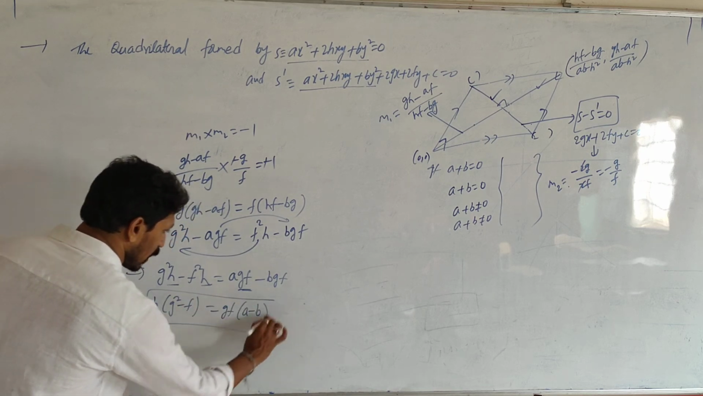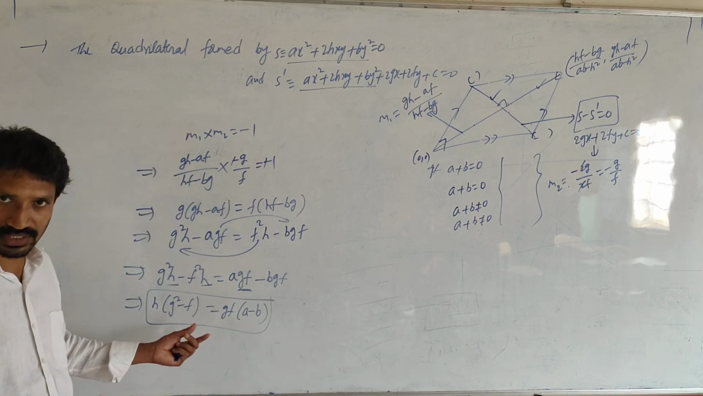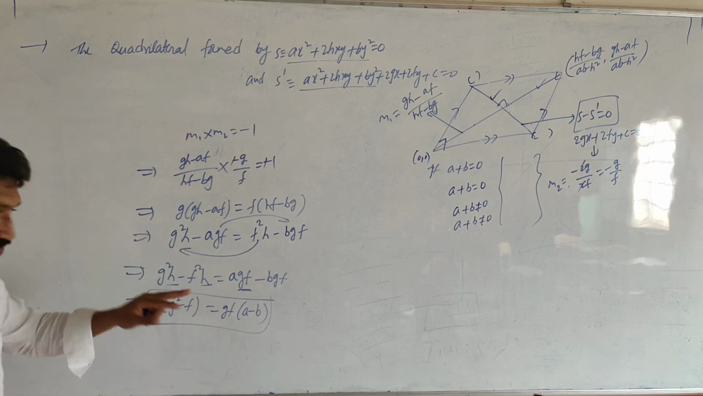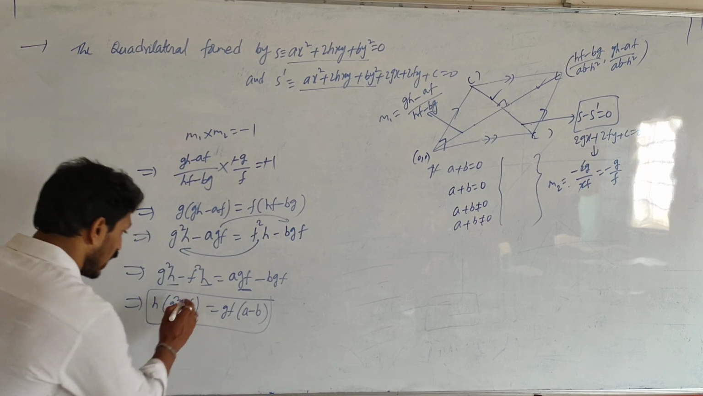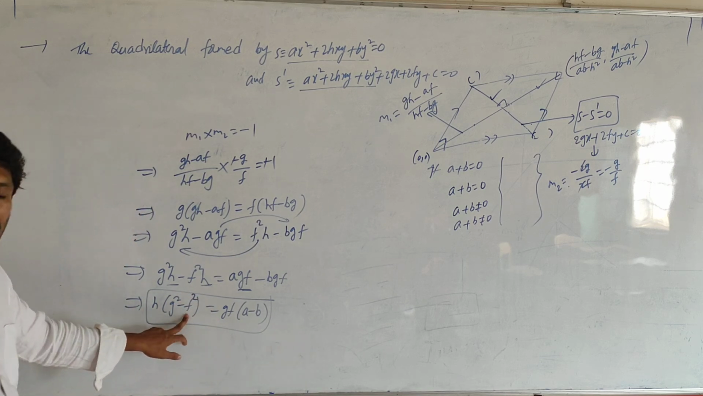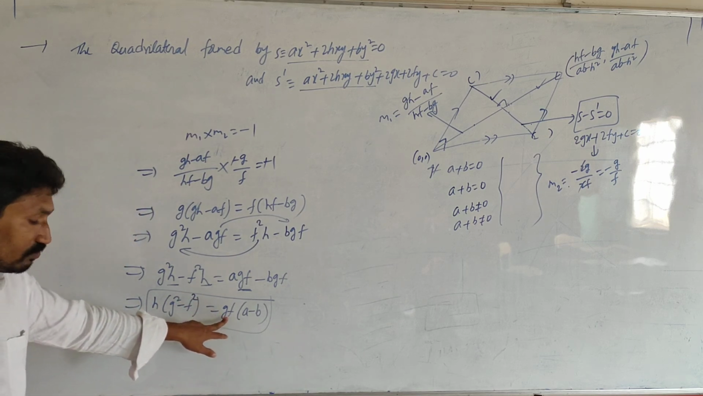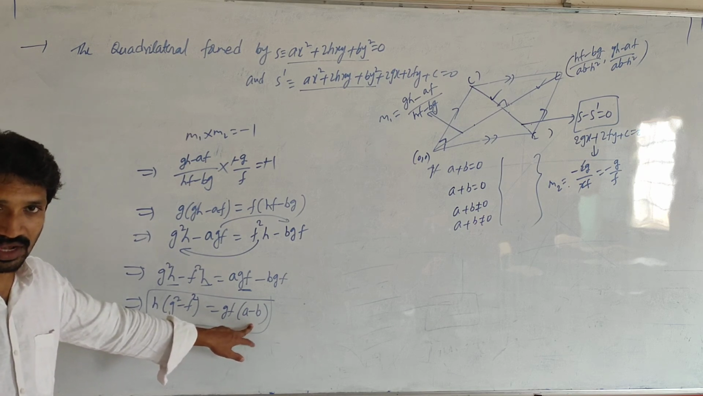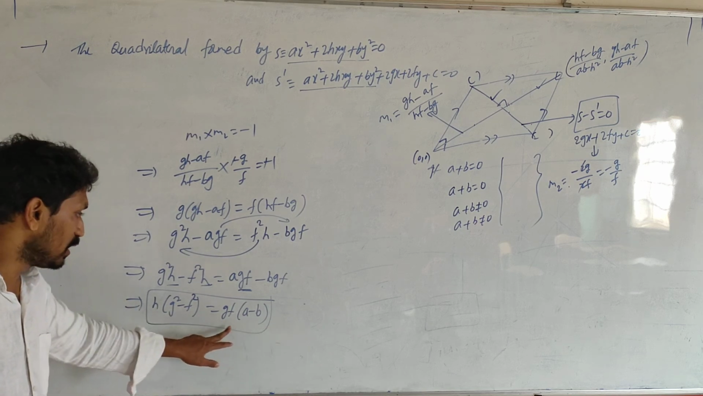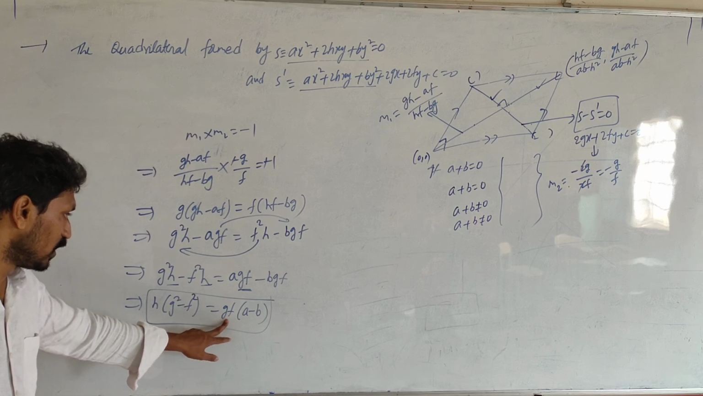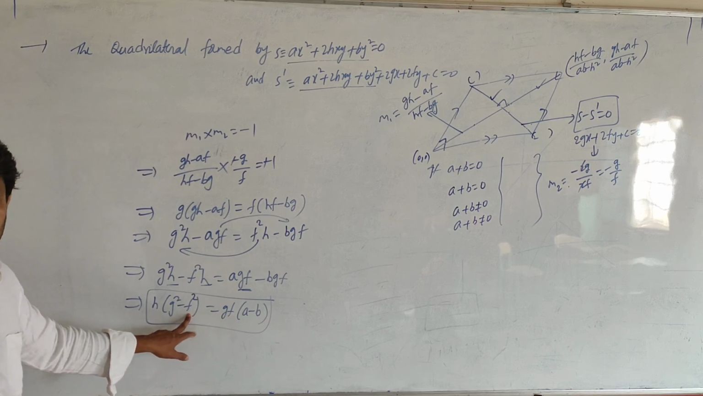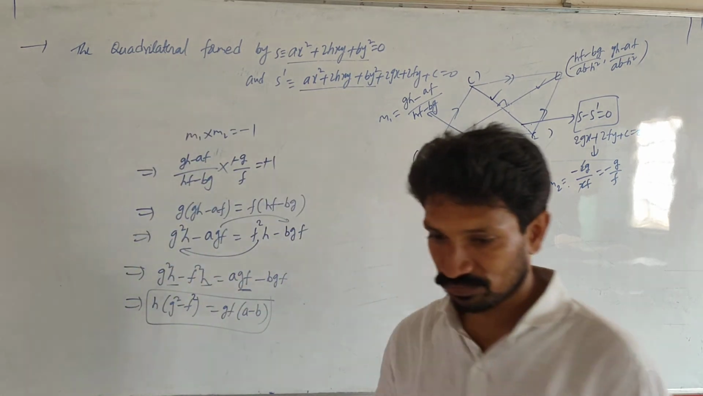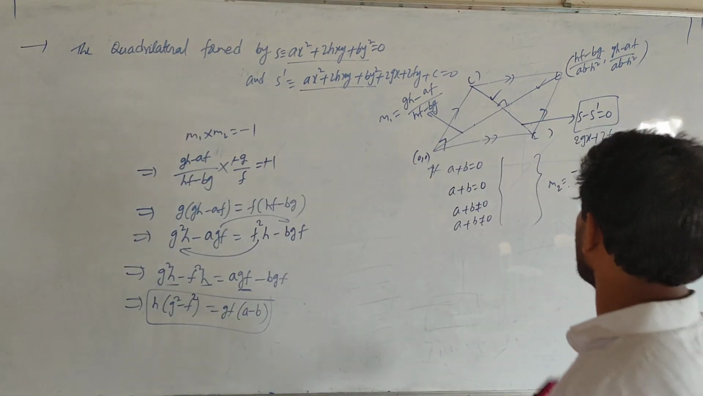This type of formula we saw somewhere. What is that? Pair of angular bisectors: h into x square minus y square is equal to xy into a minus b. In the place of xy, just think gf. Easily we can remember this formula. So now I am giving the conditions. What are the conditions?